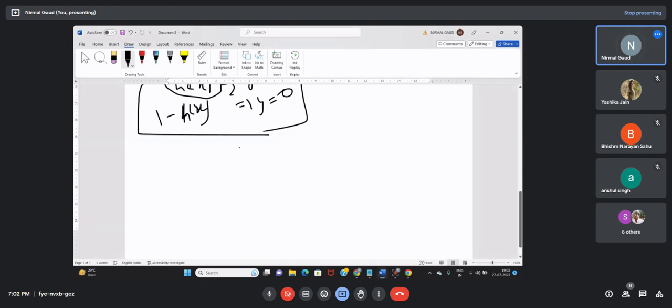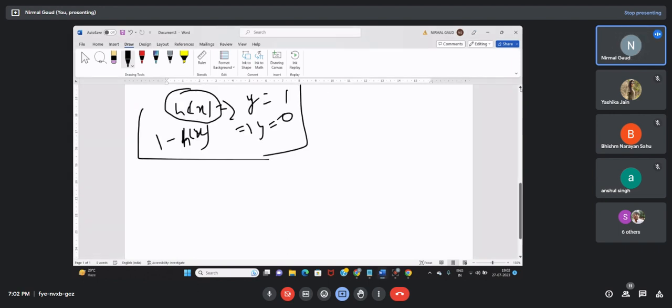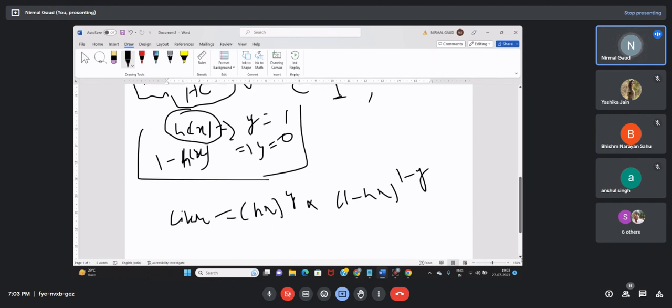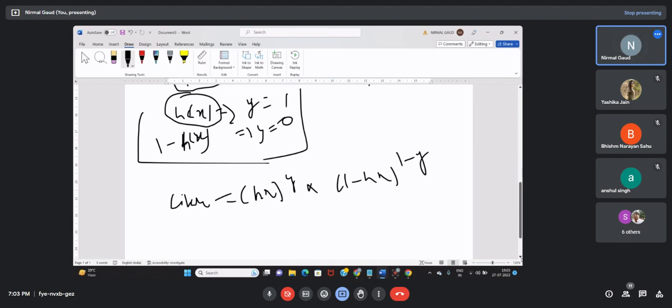Why did this happen? We understood that if the output is y equal to 1, then we are going to have h(x). If the output is 0, we are going to have 1 minus h(x). Then they are saying that you need to perform h(x) to the power y multiplied by (1 minus h(x)) to the power 1 minus y. This is called the likelihood. So we are talking about the probabilities right now. According to your understanding, what is the likelihood here, and how do we get this formula?